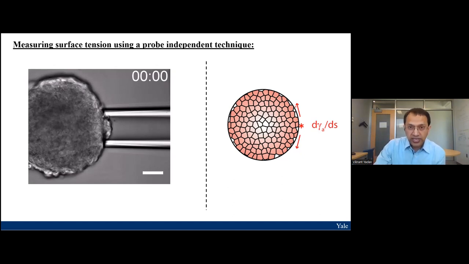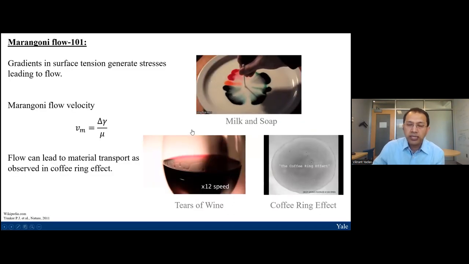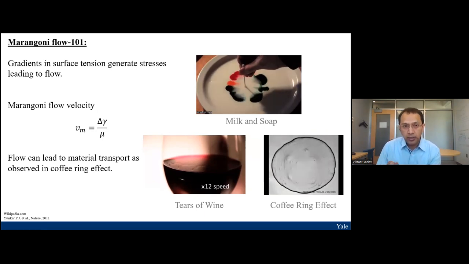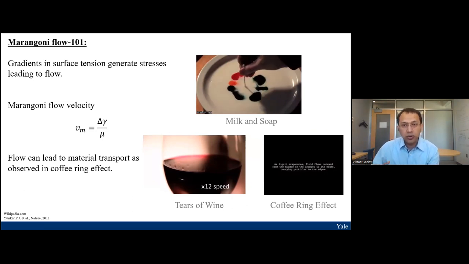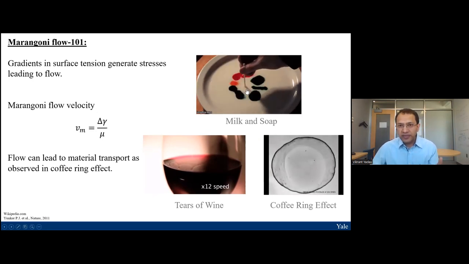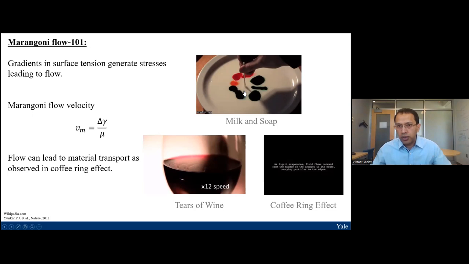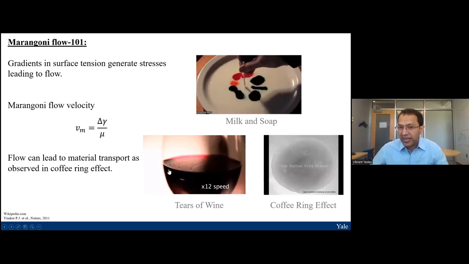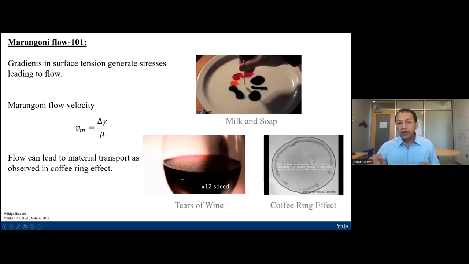But this project evolved to have a life of its own because we started seeing some kind of Marangoni flows. For those of you who do not know, a very quick one-second introduction: Marangoni flows are flows created when there is a surface tension gradient. That could be created by changes in chemical concentration or by evaporation. In this particular example, you have food color on milk, and when you add a Q-tip dipped in soap, the surface tension decreases locally and you start seeing these beautiful outward-looking flows. This is again the phenomenon that explains the tears of wine phenomenon or the coffee ring effect, where the surface tension gradient is created due to evaporation.